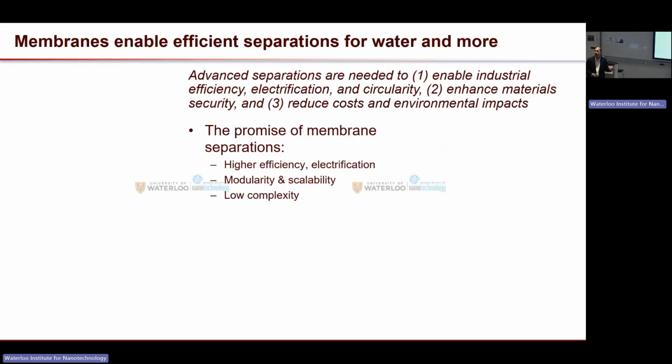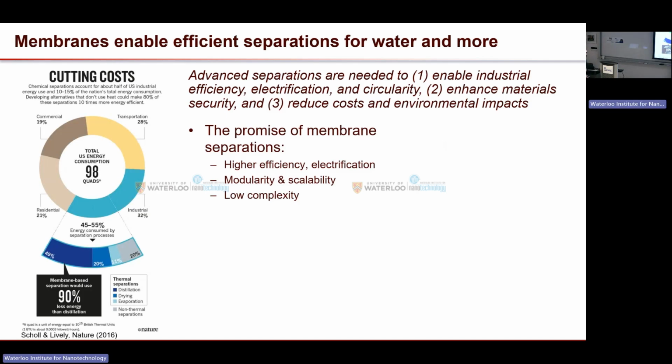So of course, there's many types of separations, but membranes are particularly attractive because they often provide high efficiency separations. Many of the membrane processes are electrified, so the input is electricity, though you can also run them by thermal means. Then they're often modular, so you can scale them down or up. Many systems of separations, you can't really operate them at small and distributed scales very well, but membranes you can, so they can be modular and scalable. And often the membrane separation processes are less complex than other kinds of separations.